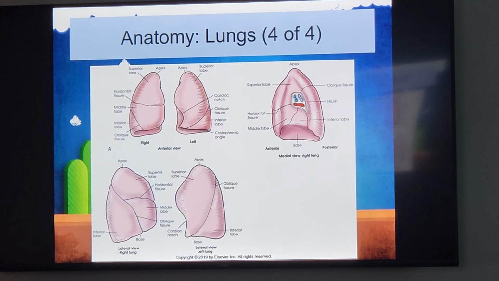So we have the horizontal fissure here separating the superior lobe from the middle lobe. And then we have the oblique fissure separating the middle from the inferior. Now, those aren't very easily visualized on X-ray. Every once in a while you can really make them out, but you still know that the lungs are divided by those fissures. It divides up those lobes, splits them into their different sections.